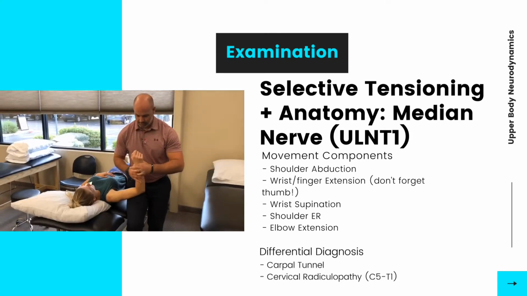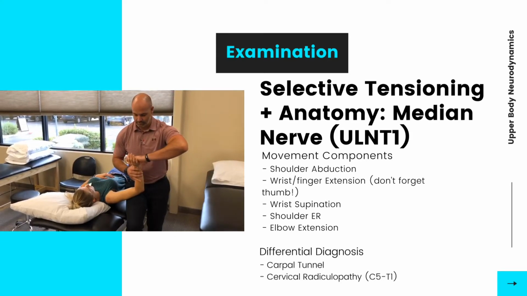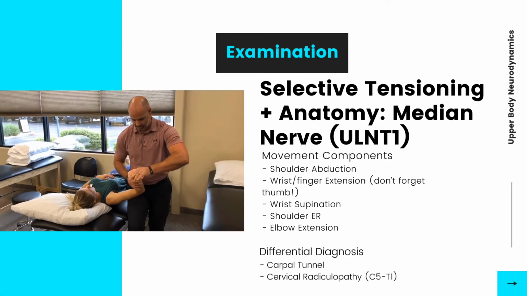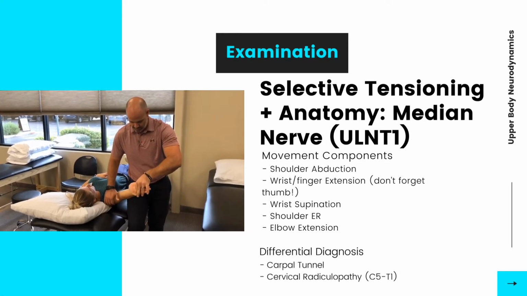All right, now that we've reviewed the anatomy, let's go over how to selectively tension the median nerve. We're going to start with the arm in abduction, and from there we're going to add wrist, finger, and thumb extension. From there, we'll supinate the forearm and externally rotate the shoulder. The final component will be elbow extension.